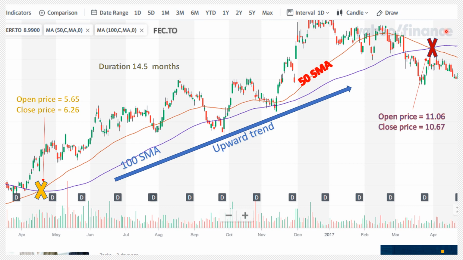This is Yahoo Finance, FEC stock, and D1 time frame. Each candle represents 1 day of trading. The first condition is the trend must be upward, which it is. That's the upward trend.